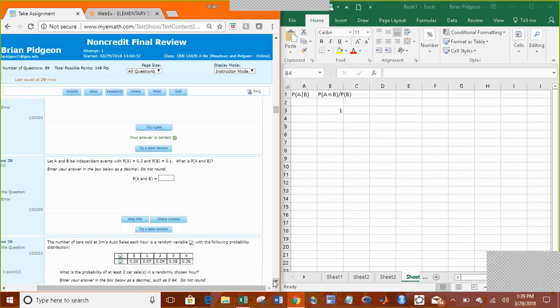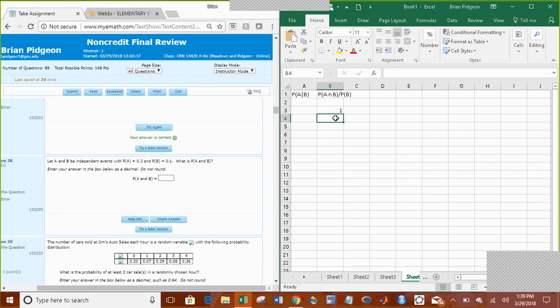Alright. Let A and B be independent events with the probability of A equaling 0.3 and the probability of B equaling 0.1. What is the probability of A and B? Well, because they're independent, we know that the probability of A and B is the probability of A times the probability of B. So we just take 0.3 times 0.1.